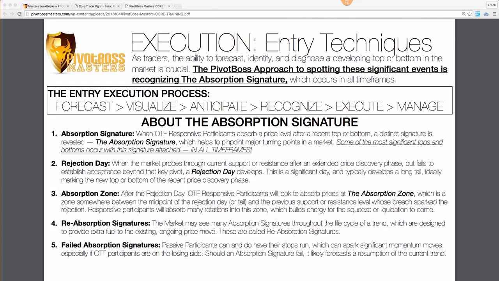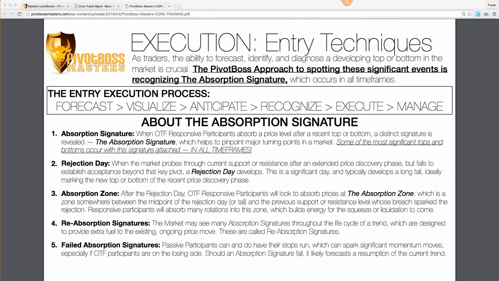So number one, the absorption signature. This occurs when OTF, other time frame traders, those traders that use a higher time frame than you do to trade, traders with bigger bank accounts, institutions, those types of folks, are involved. When OTF responsive participants absorb a price level after a recent top or bottom, a distinct signature is revealed, and this is called the absorption signature. It helps to pinpoint major turning points in a market. Some of the most significant tops and bottoms occur with this signature attached in all time frames, so it's very important to be able to identify it.